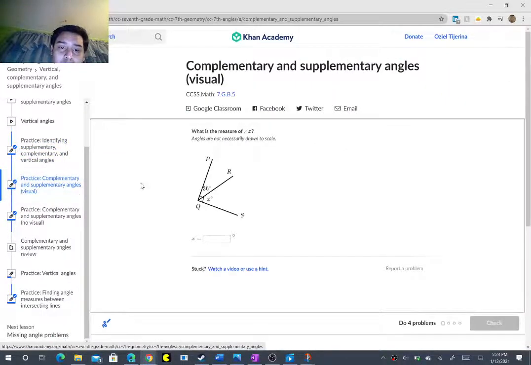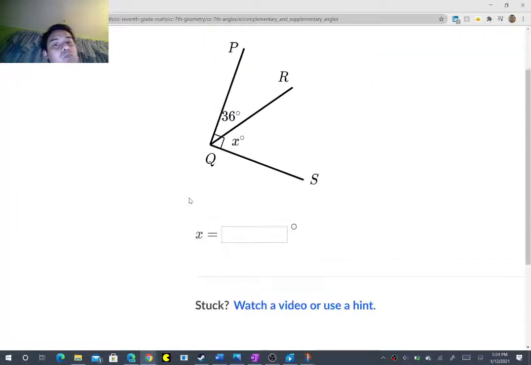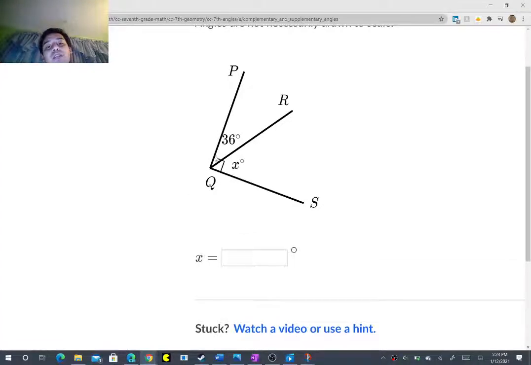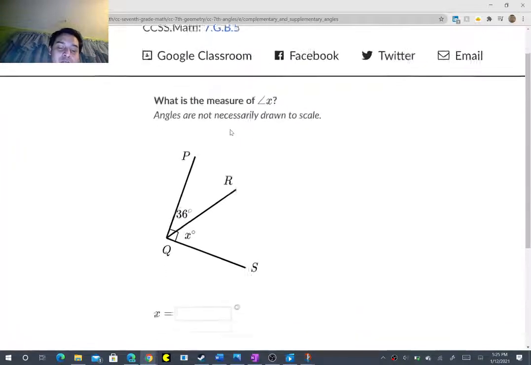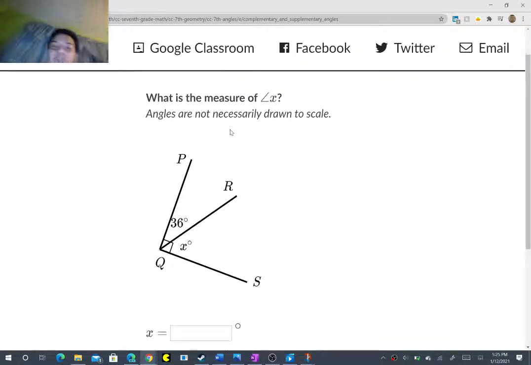Let's see here. Okay. Now we're gonna look at numerical problems where we actually solve for measures of angles, because I know that there are definitely those examples where we have to know how to solve for a specific angle in geometry.